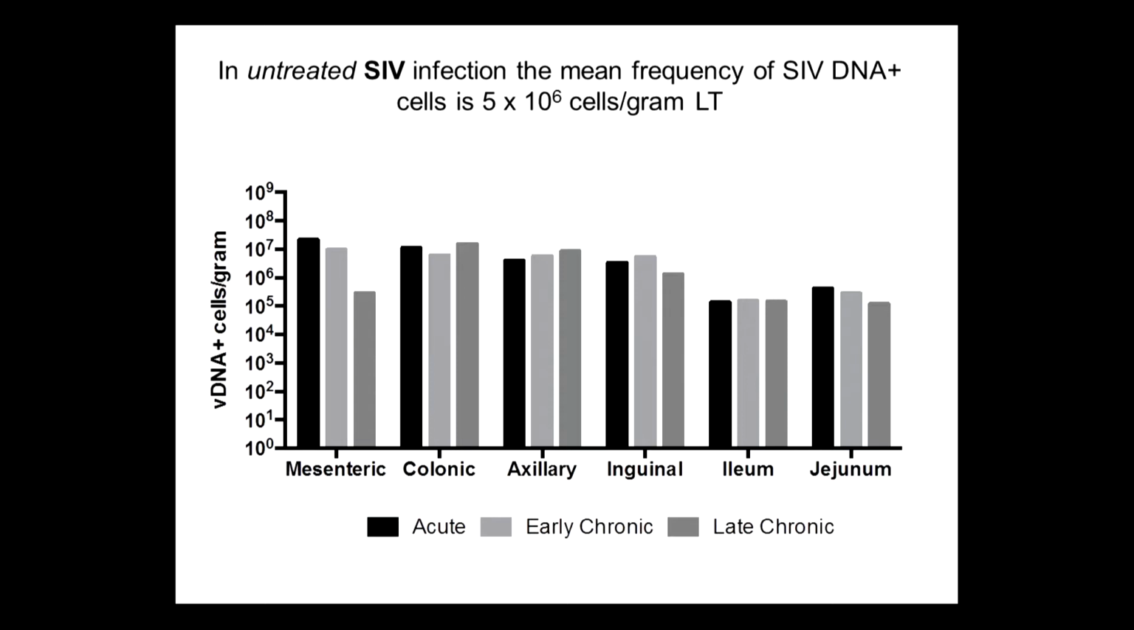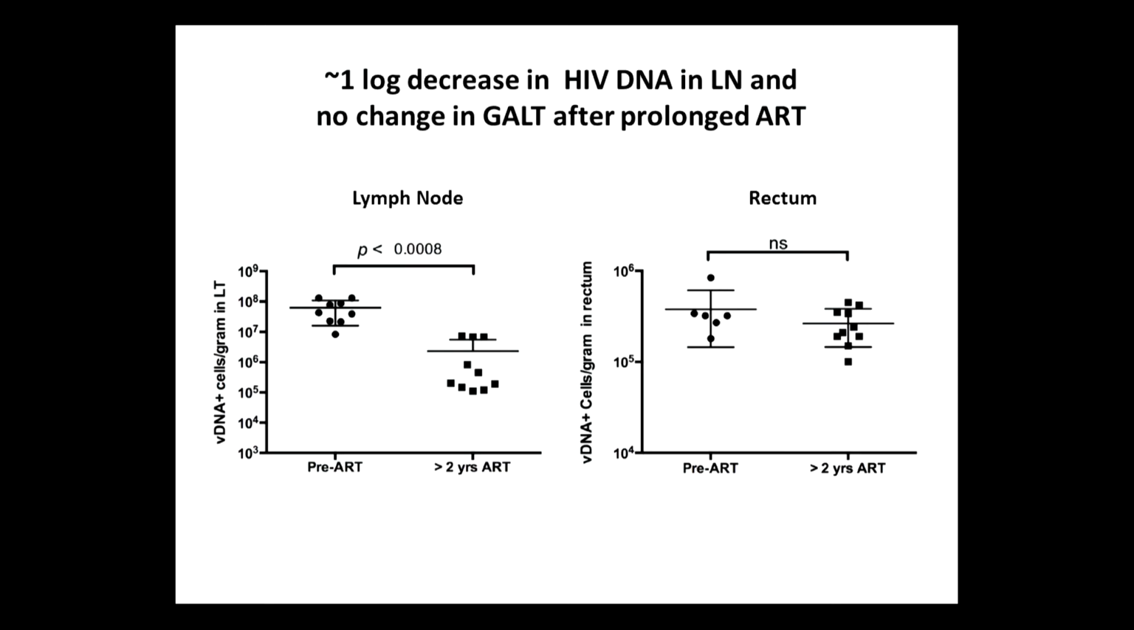Now, all of these cells that are DNA positive, it doesn't mean that they're capable of making infectious virus. In fact, most of them can't. Most of these proviruses are defective. They can't make new virions. So the question is, how big is the inducible reservoir? This is data that we've accumulated from a large cohort that we're following in Uganda, where we are able to go back every year and take a lymph node from these patients that are on therapy. In these patients, there's about a 1 log decrease in the lymph node of DNA positive cells, and there's no change in the gut-associated tissue.